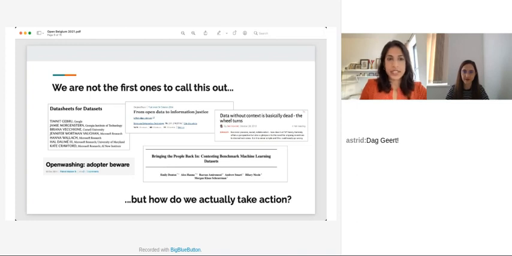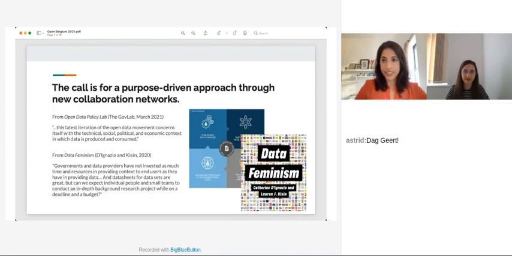Across leaders in the field, in academia, research, and think tanks, there is a resounding consensus, in theory at least, for a purpose-driven approach through new collaboration networks, specifically when we're looking at these problems of open washing, of transparency, of data determinism. You have think tanks like the GovLab at New York University and their associated Open Data Policy Lab expounding the idea of a third wave for open data. There's a lot on this third wave, and I encourage you to go research that elsewhere.